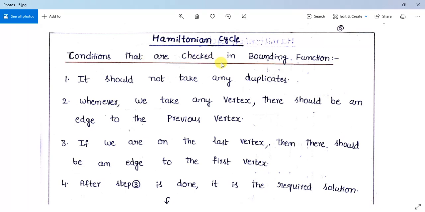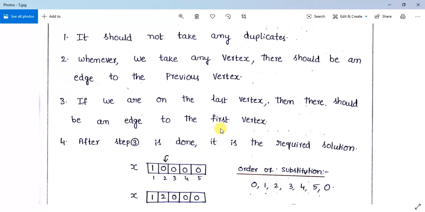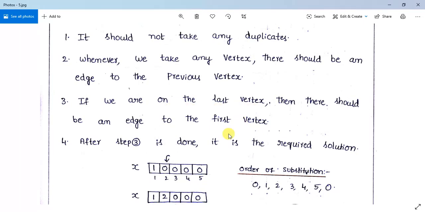Here the following conditions are checked using the bounding function. While filling the values in that array, you need to check whether that value is previously present or not. It should not consider any duplicate values. So this is the first condition. And second condition, whenever we take any vertex, there should be an edge to the previous vertex. Whenever you consider a new value, you need to check whether an edge is present to the previous vertex. Suppose you are going to fill the last vertex or last index in the array, then you should check whether any edge is present to the starting vertex or first vertex. This is the third condition.